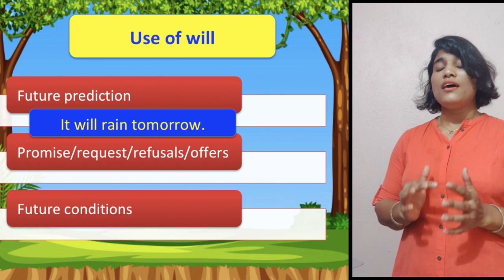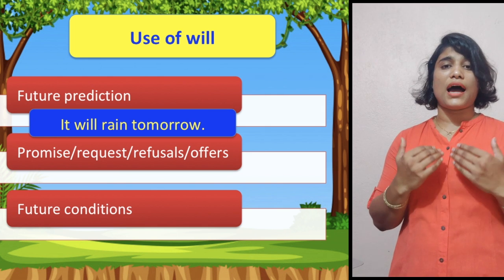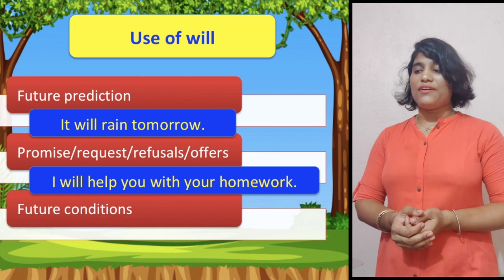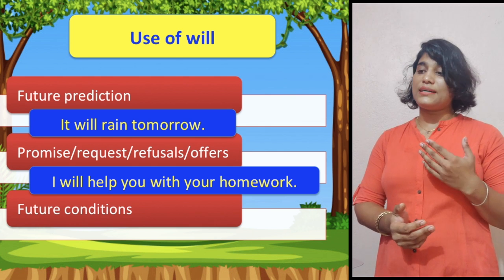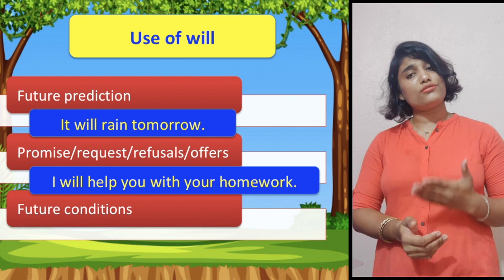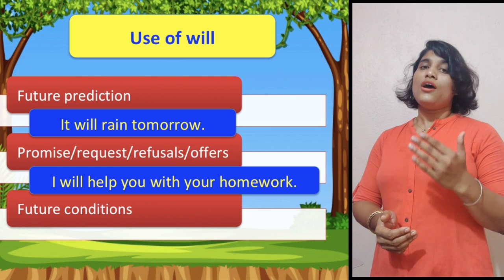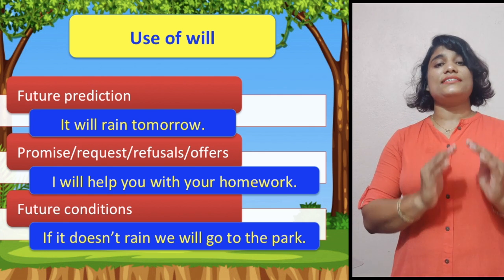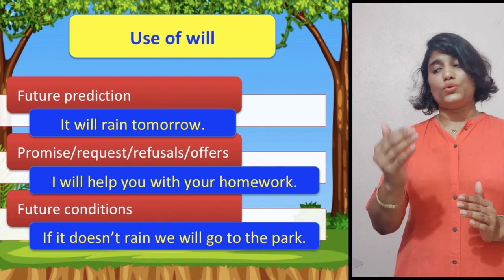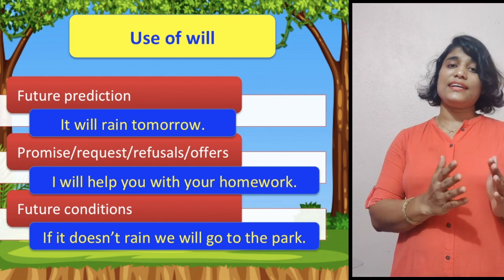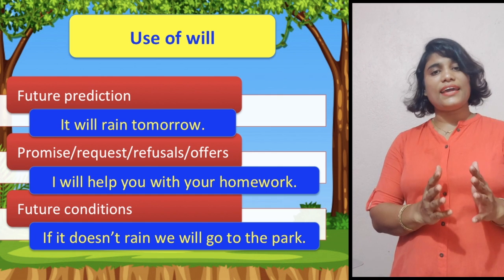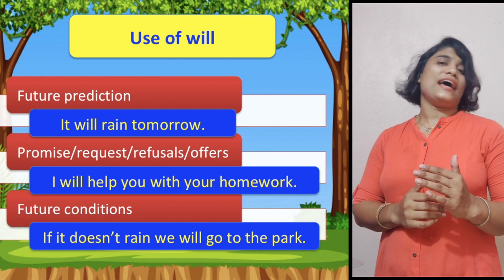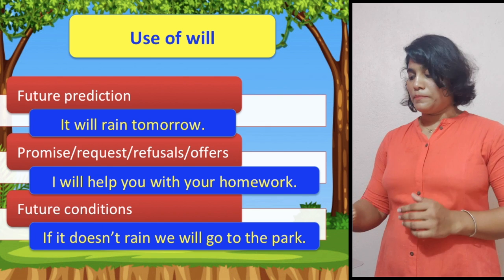Future prediction: it will rain tomorrow. It is my prediction that it will rain tomorrow. Or it may be a promise: I will help you with your homework. It is a promise. In this area, you also use simple future tense with the auxiliary will. Or a future condition, that is, if it doesn't rain, we will go to the park. Here the condition is that if it doesn't rain, in that case, we also use the simple future aspect of the verb, and we must use will.